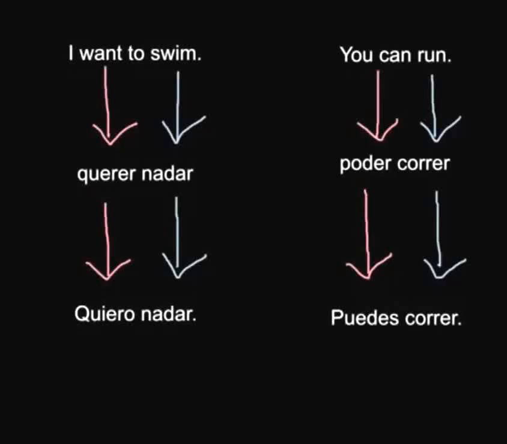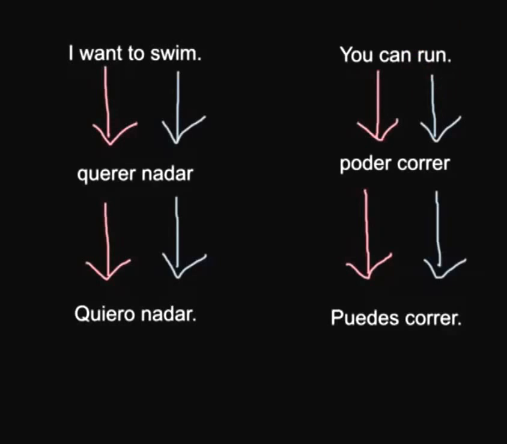Here are two simple examples of combining verbs. In the first one, I want to swim. I have one verb here, to want, and another one, to swim. Over here in the second example, you can run. Again, I have two verbs, can or to be able to, and to run.